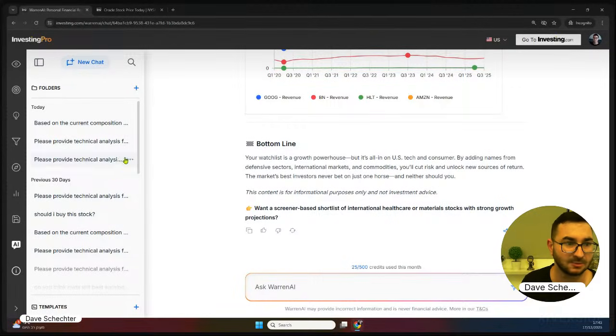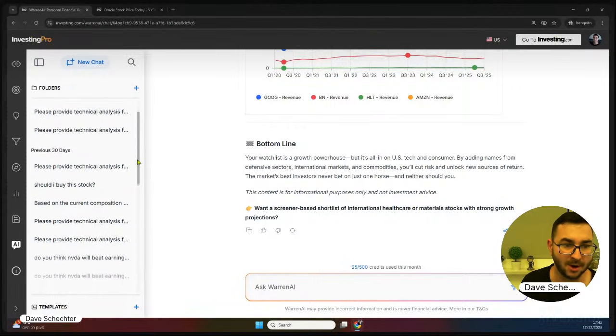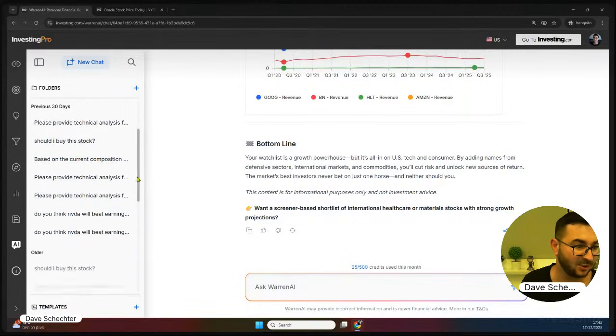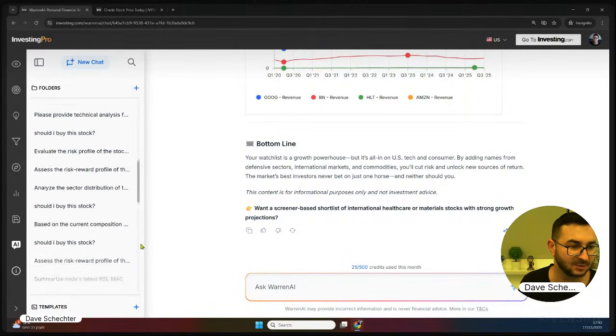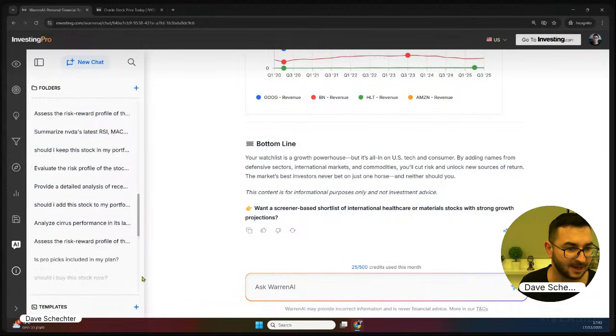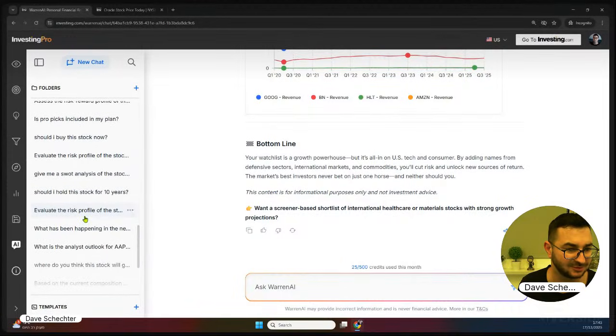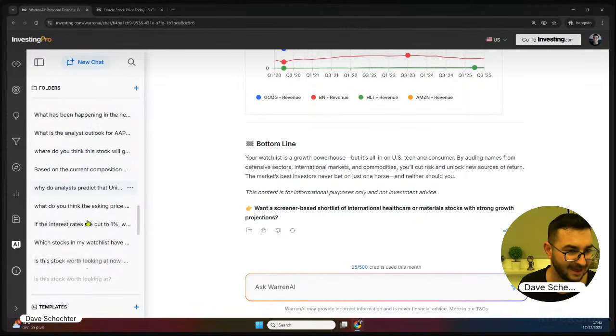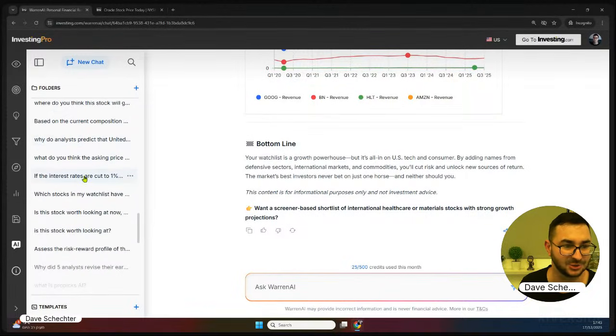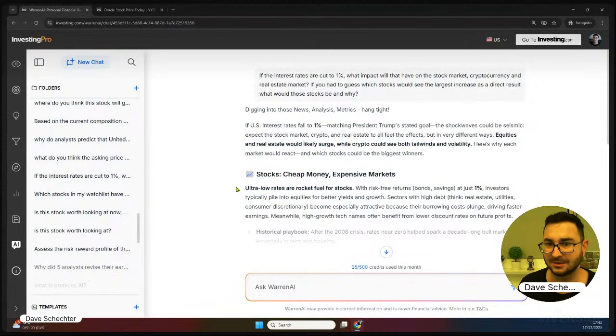You can also ask Warren AI more vague questions. So for example, a little while ago, President Trump said that he wanted to slash the Fed rate to 1%. And he wanted to cut interest rates to 1%. And I was curious which stocks or cryptocurrencies or real estate market would be impacted the most. And I also asked it if it had to guess which stocks would see the largest increase as a direct result of an interest rate cut, what would those stocks be and why?